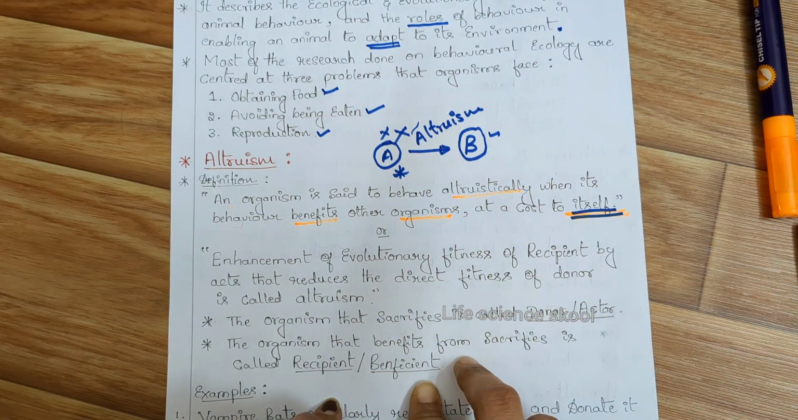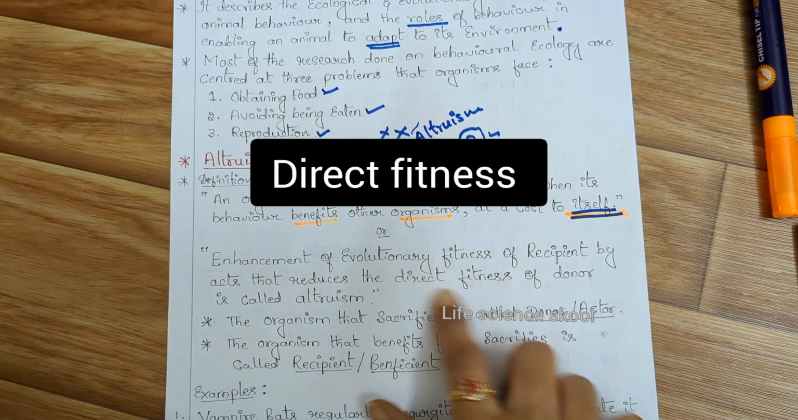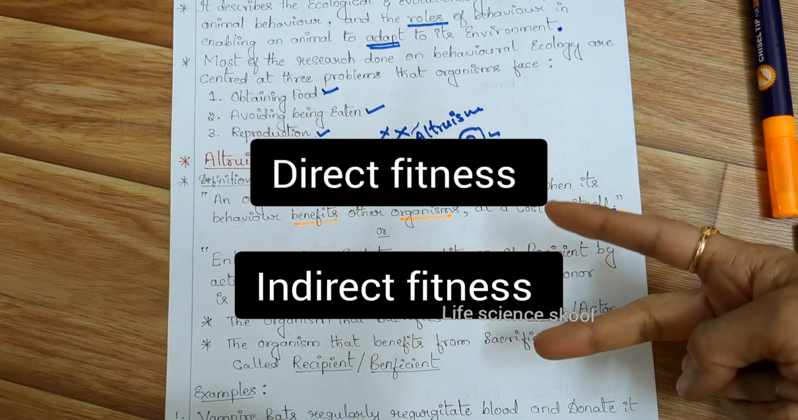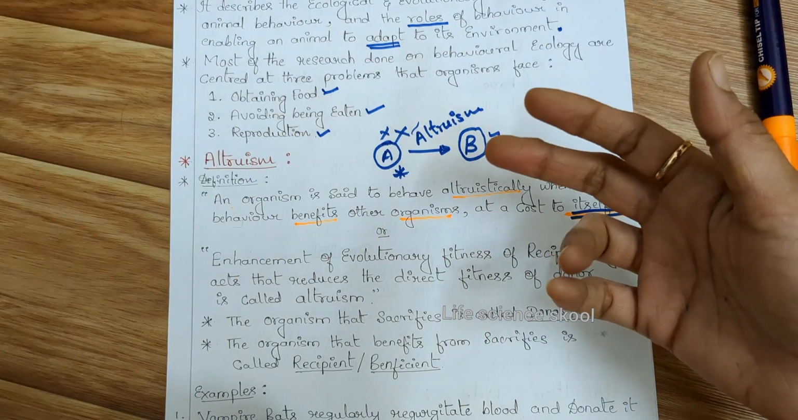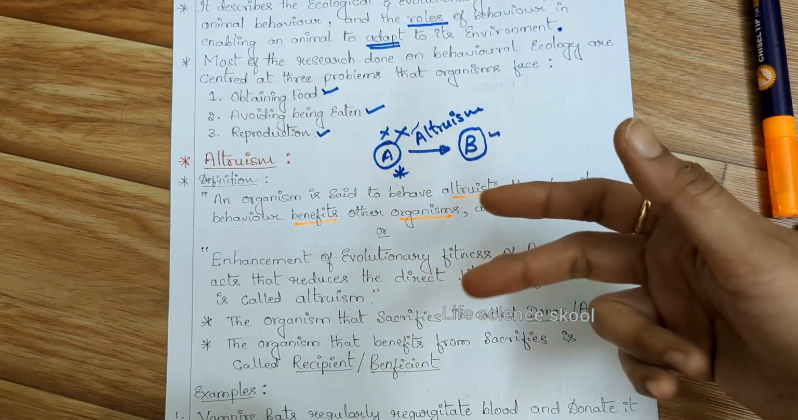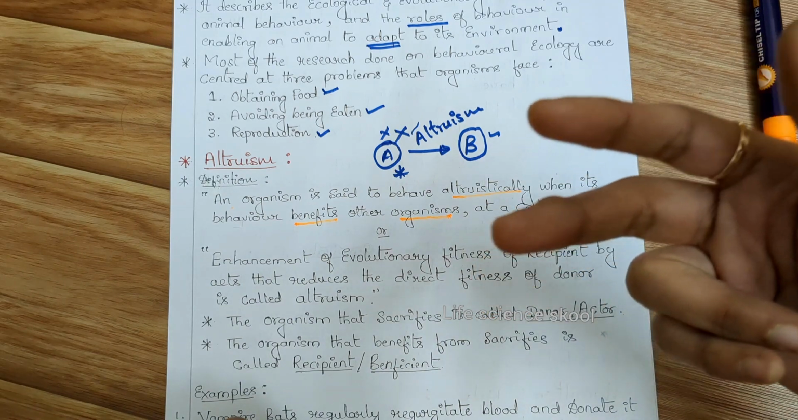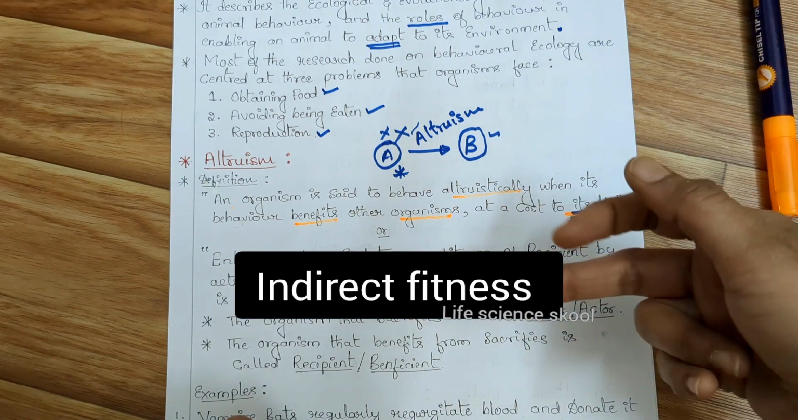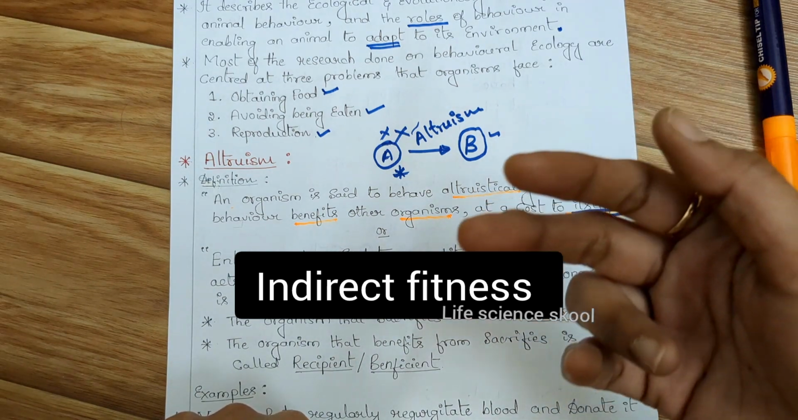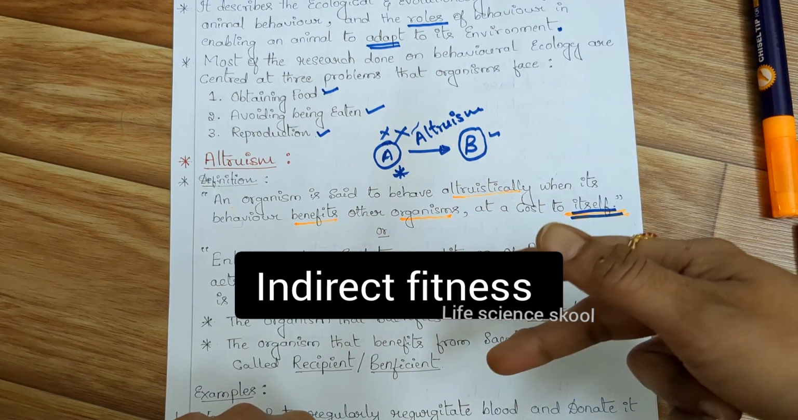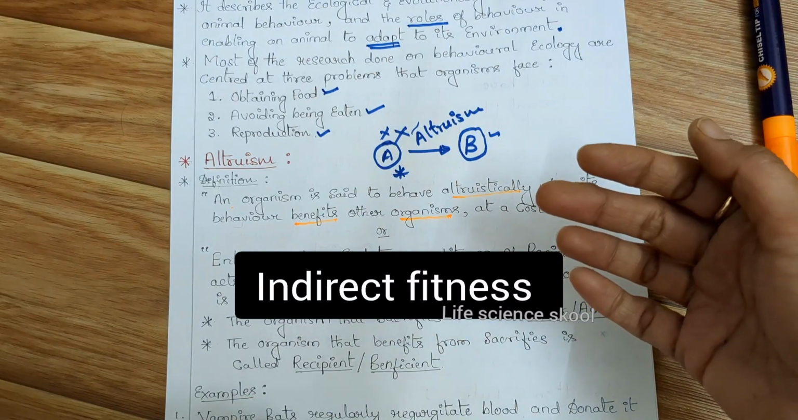Here there are two types of fitness: direct fitness and indirect fitness. Direct fitness means having your own ability to reproduce by yourself. And indirect fitness means you are not able to reproduce yourself, but your same kind of species is reproducing and you are going to help them indirectly.